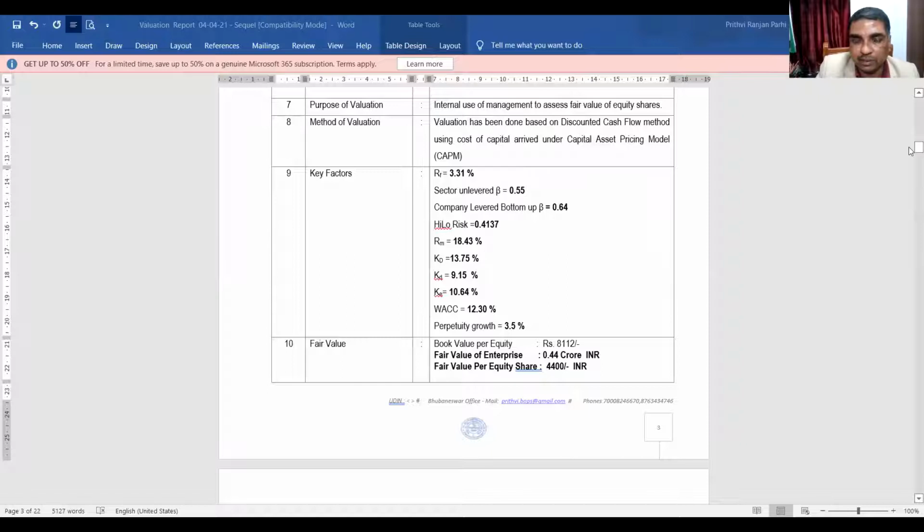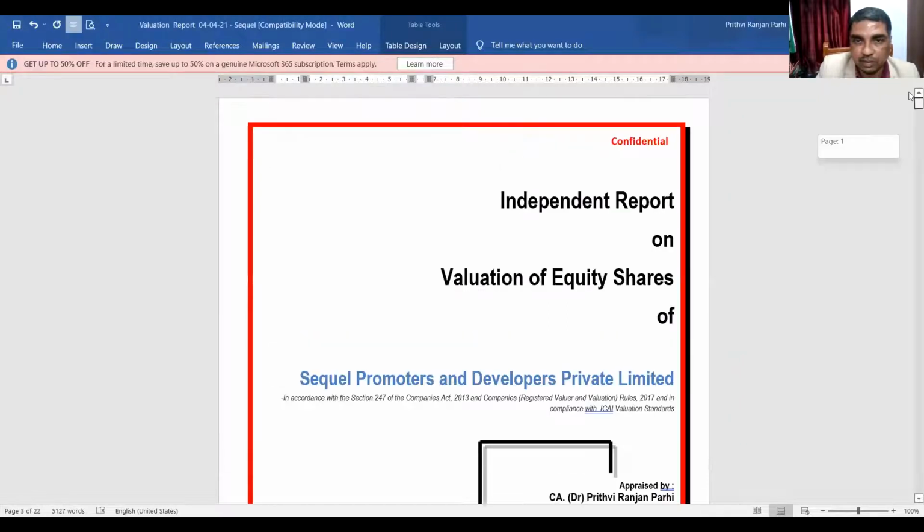But for understanding this model, let us take this. Let me show you that valuation report now. Are you able to see? Yes, sir.